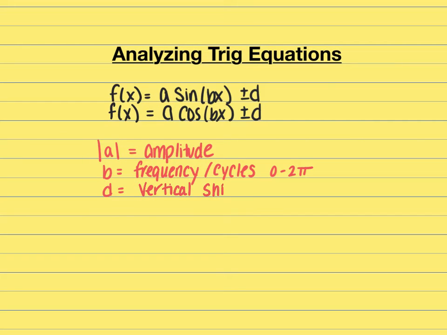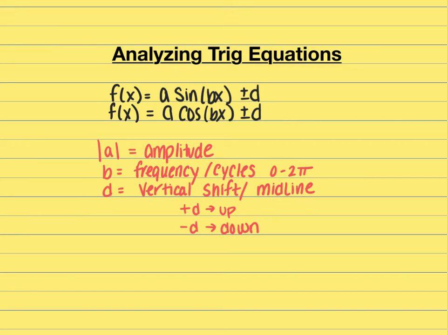And remember, the vertical shift is also referred to as the equation of the midline. If I have a plus d, that means we are moving up. If I have a minus d, that means we would have moved down. Up until this point, we've given you a graph and you've calculated the amplitude by looking at it. You've calculated the frequencies by counting the cycles between 0 and 2 pi, and you found the equation of the midline by looking at the vertical shift.